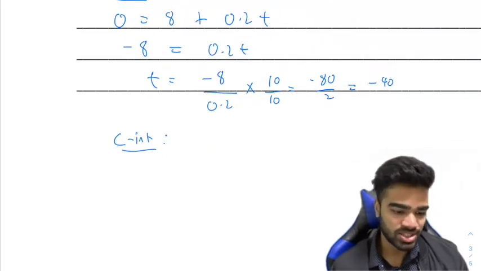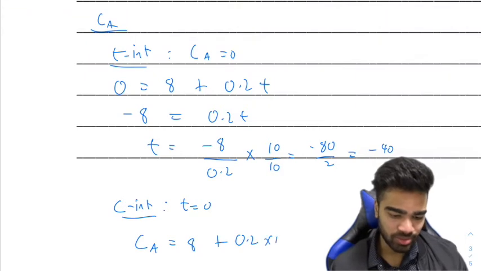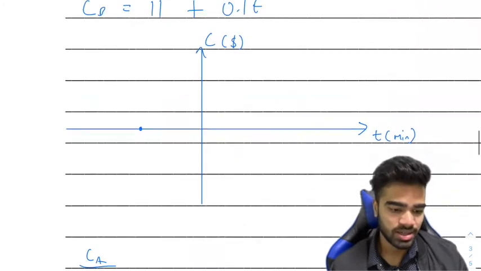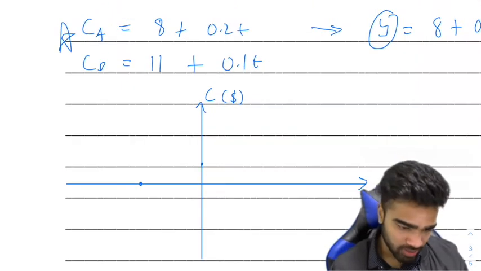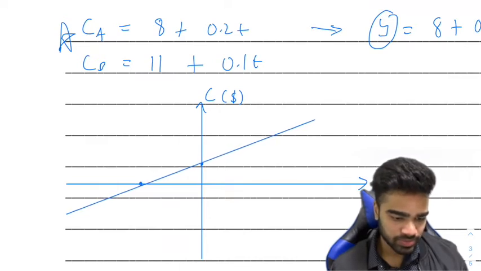Remember, because the axes are changed. So what's the rule for the c-intercept? You make t equal to 0. So the cost of firm A is going to be 8 plus 0.2 multiplied by 0. So what are you left with? Cost is going to be 8. So the coordinates are (0, 8). So (0, 8) is going to be roughly over here. And as usual, connect the dots.